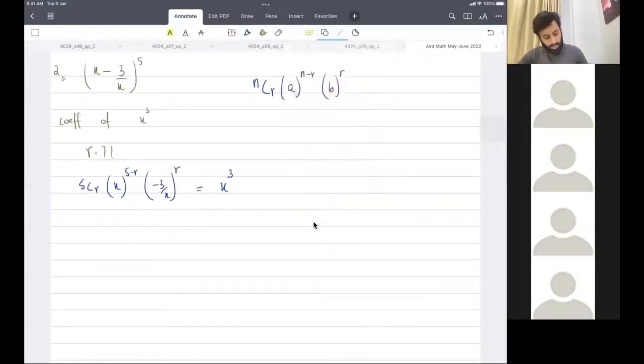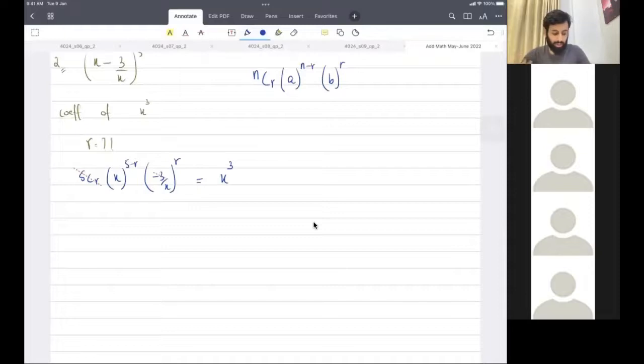After that, I'm going to ignore 5cr for the time being. I'm going to ignore minus 3 for the time being, because they're constants. I don't want anything that has nothing to do with x. I want everything that has to do with x.